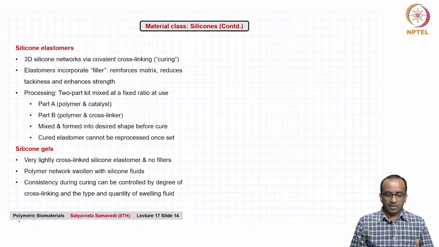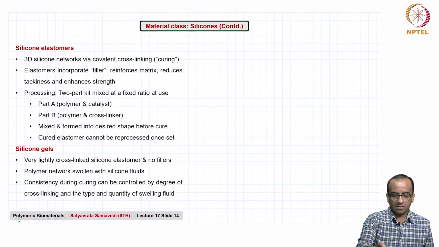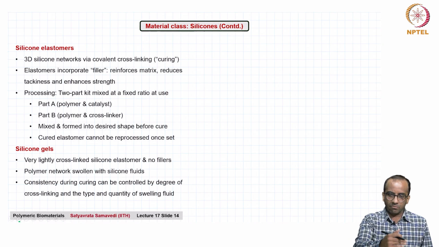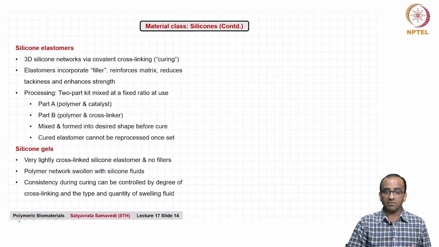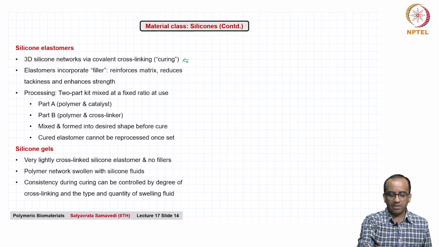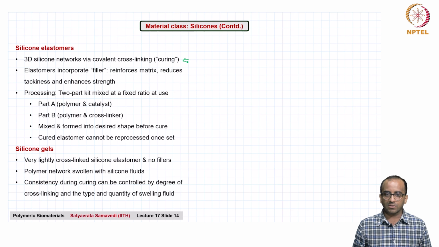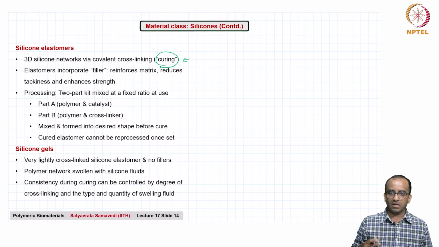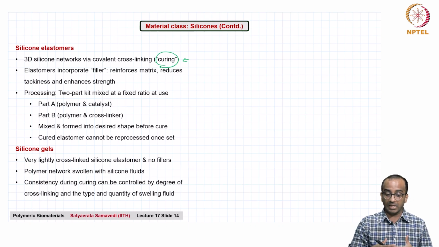And silicone elastomers, we will simply look at elastomers and gels as two representative classes from the broad category of silicones. Elastomers are essentially 3D networks that are formed via covalent cross-linking, and the cross-linking that occurs is called curing, where a cross-linked network is formed, and these are covalent cross-links, remember, so they can't be broken through heating.